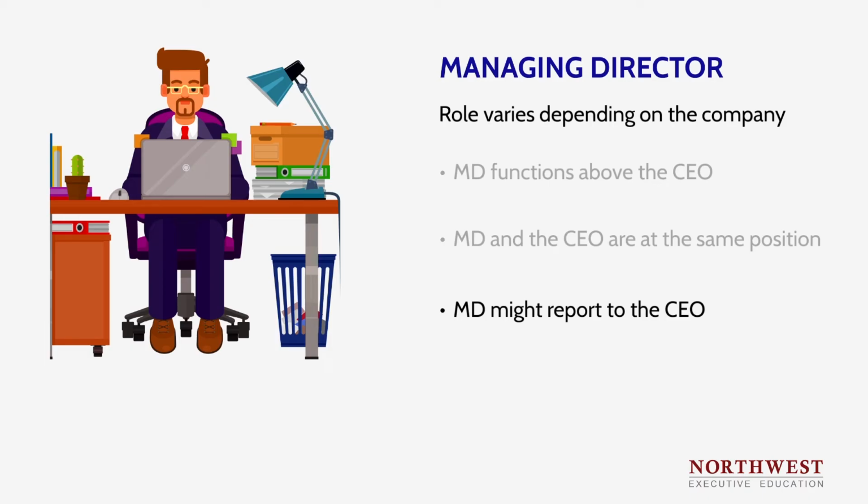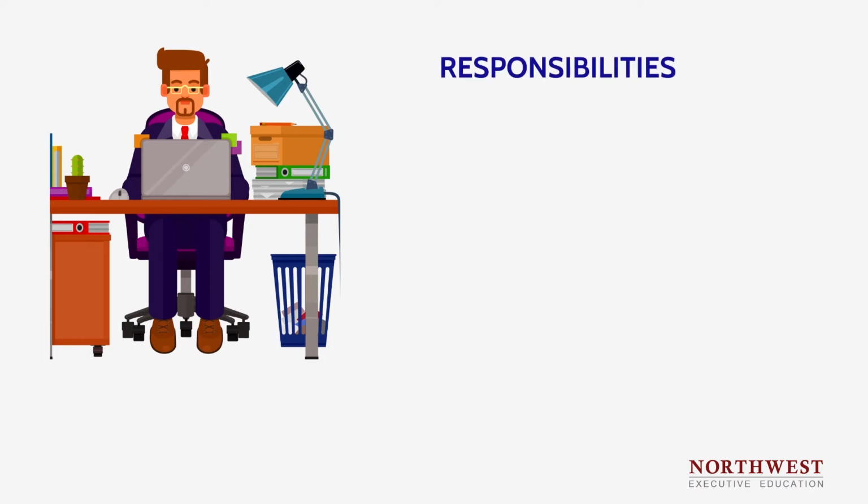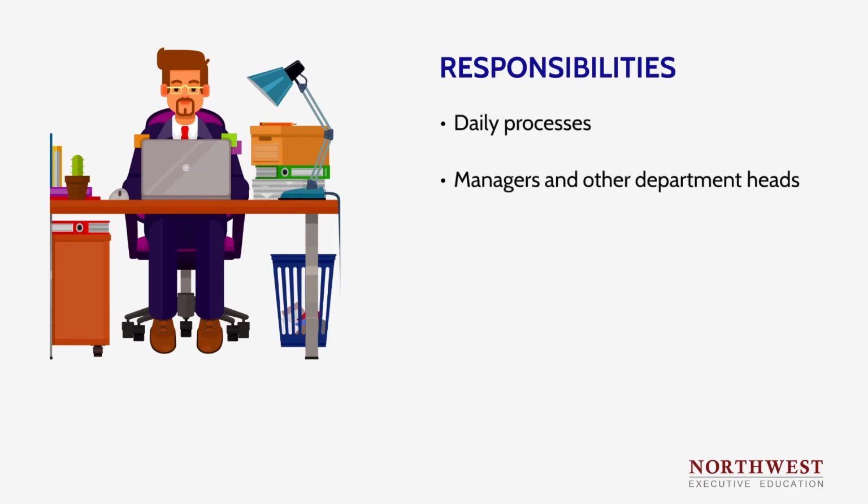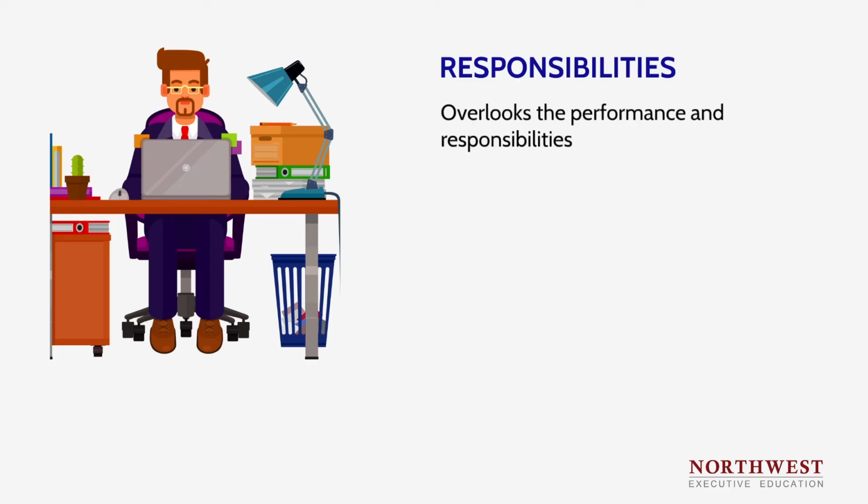While the details of their responsibilities might change in all these cases, they are tasked with overlooking day-to-day business, daily processes, managers and other department heads, and liaising with the shareholders. In cases where the managing director reports to the CEO, they overlook the performance and responsibilities of the directors of different departments, such as the director of sales, operations, technology, marketing, and more.